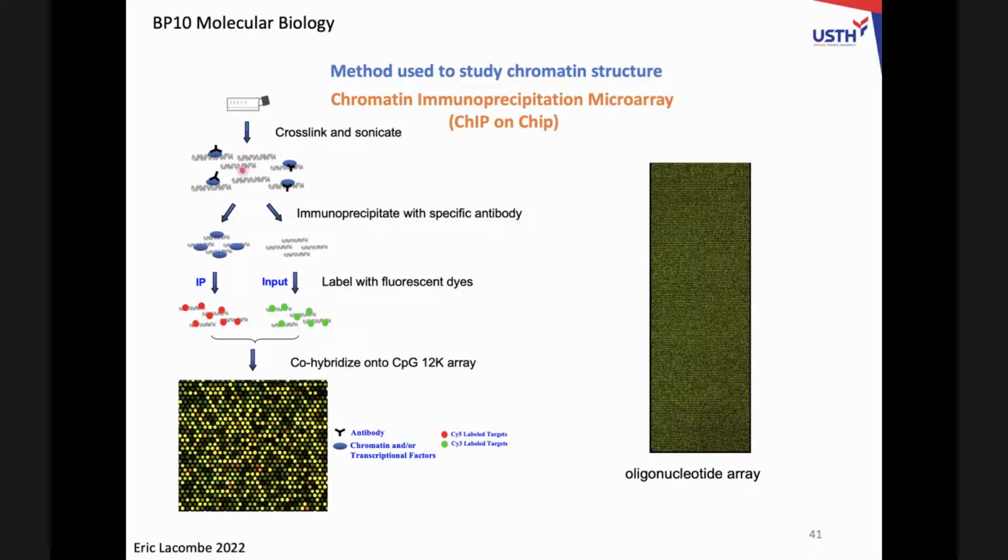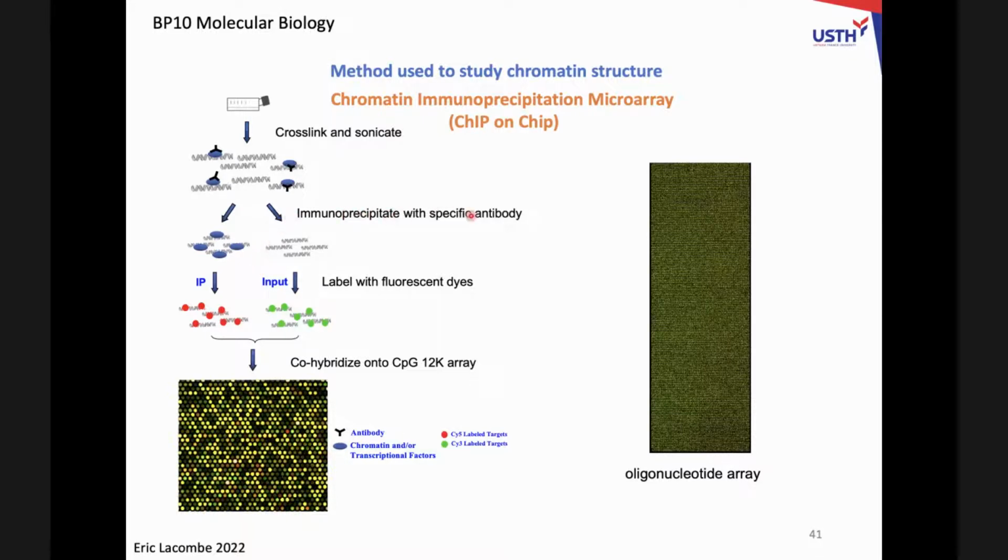If you look at the procedure, it's exactly the same, except that at the end, we don't clone and we don't sequence the product that we purified. We use the result of the experiment directly on a microarray to look at all the genes at the same time. So the strategy is like that. Same first steps, cross-link and sonicate, exactly the same as in the previous slide. So you see the antibodies that can recognize the histones.